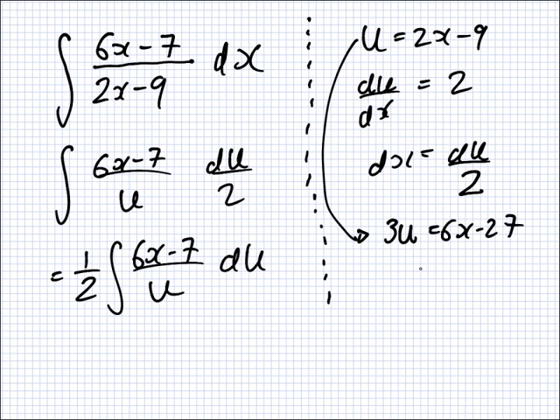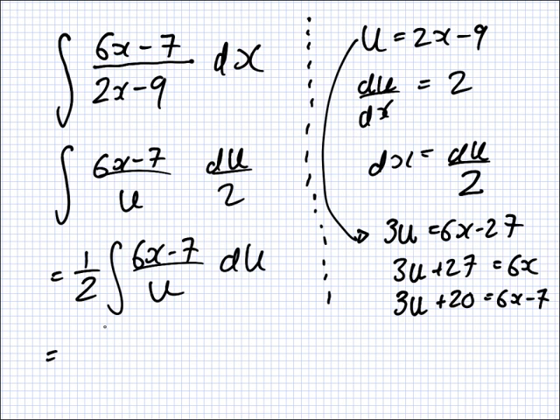Right? And then 3u plus 27 equals 6x. And then you take 7 away from both sides. So you get 3u plus 20 equals 6x minus 7. That's where he was going. Isn't that a lot easier to replace? Yeah. So instead of 6x minus 7, what have I got? 3u plus 20 over u du.